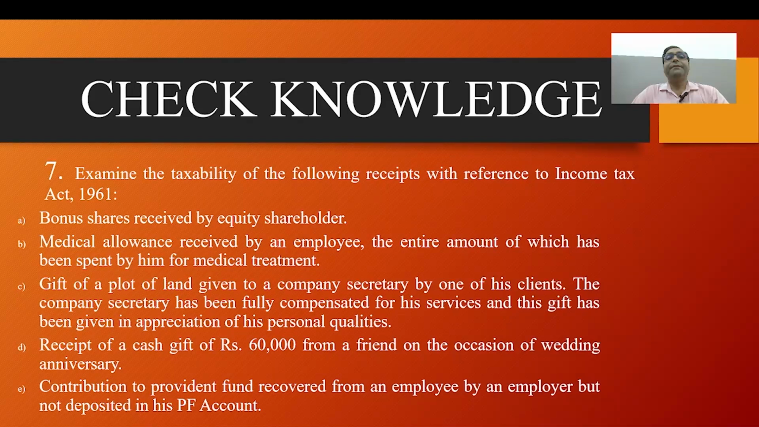The cash gift of 60,000 rupees received from a friend on the occasion of a wedding anniversary is taxable under the head income from other sources, since the amount exceeds 50,000 and is received from a non-relative on an occasion other than marriage. If it were a marriage, it would be okay, but a marriage anniversary is not. Up to 50,000 is tax exempt, and the remaining 10,000 is taxable.